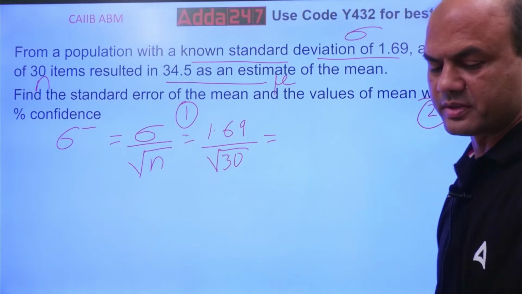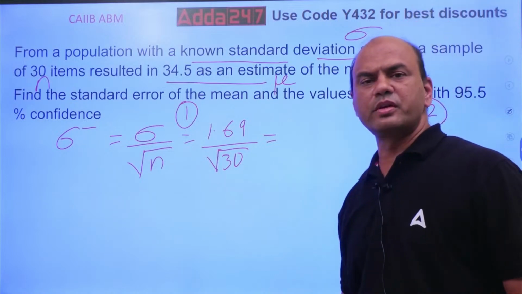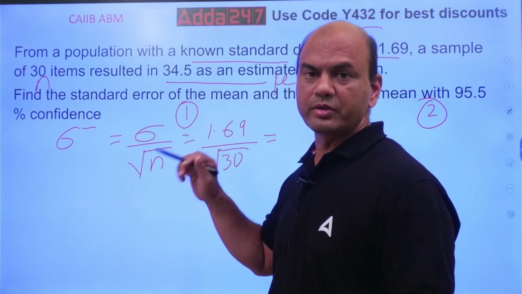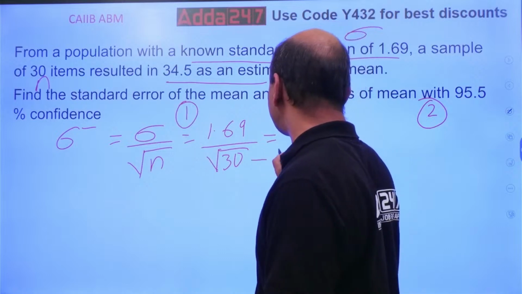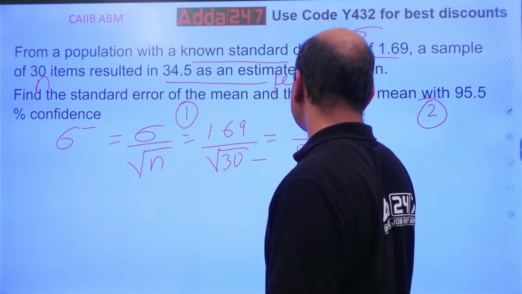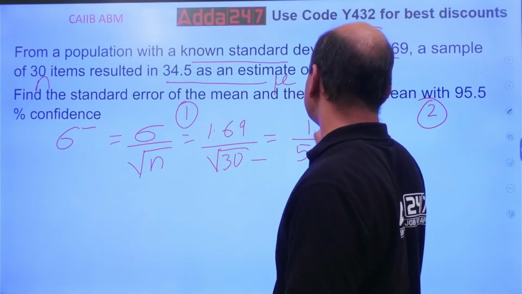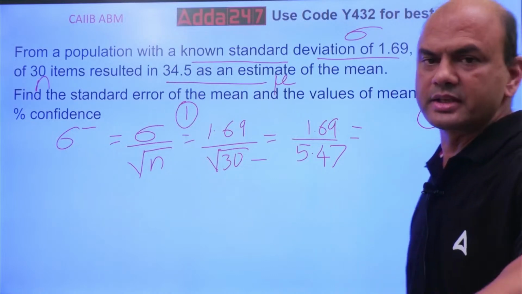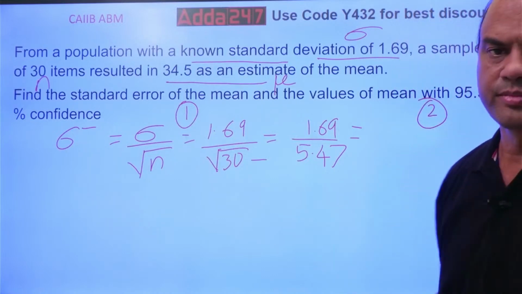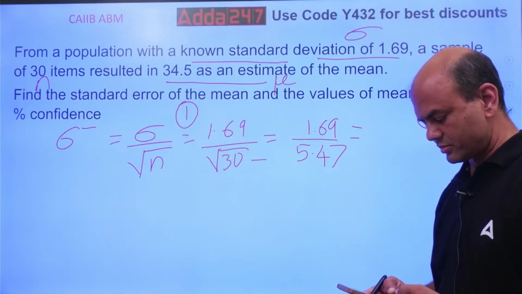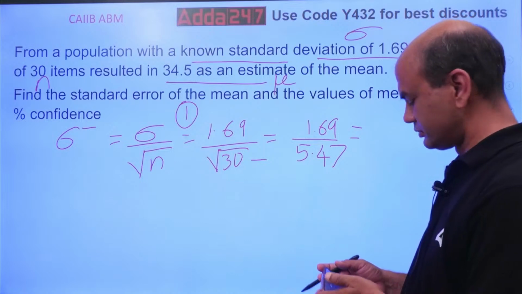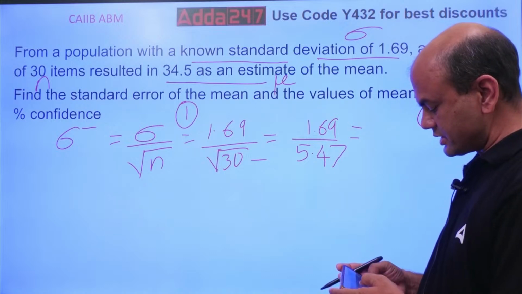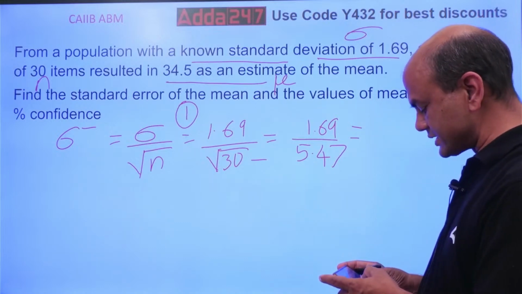It is 5.47 roughly. In the exam, you have to remember some figures, or they'll give you the square root of 30 as 5.47. So I'll write it like this, 5.47 and 1.69. Divide this. 1.69 upon 5.47. So what are you getting as the answer? Check this. Don't forget to divide this.